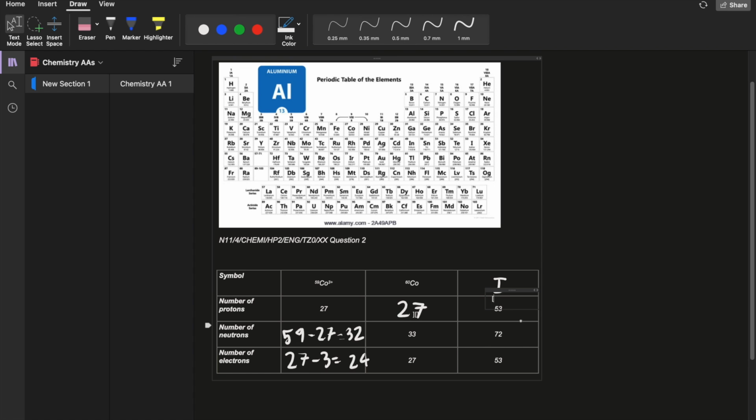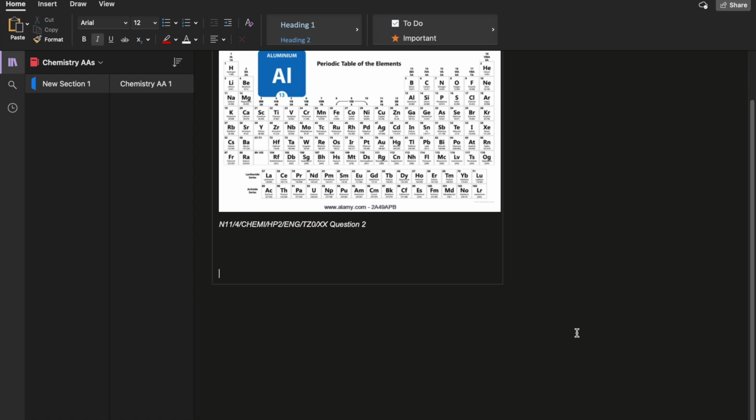And then all we have to do to find the atomic mass is add the number of neutrons and protons together. So it would be 72 plus 53, which would be equal to 125. So the symbol for iodine would be 125I.